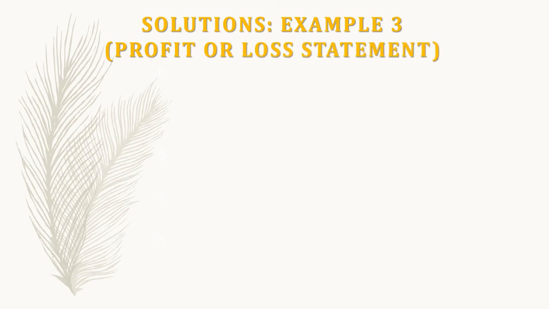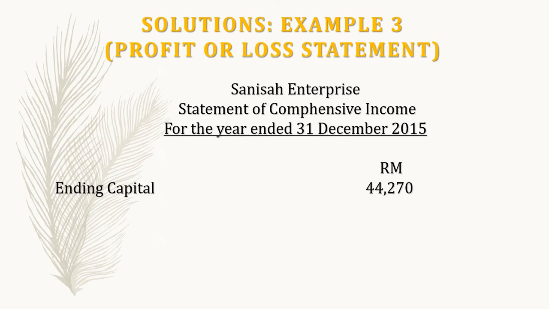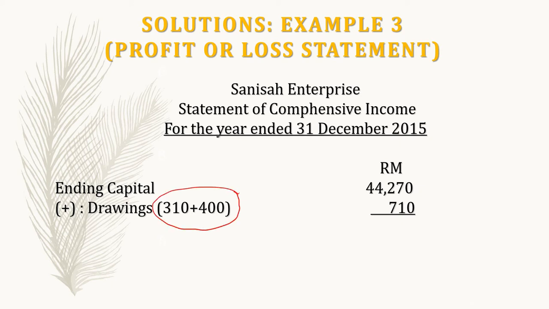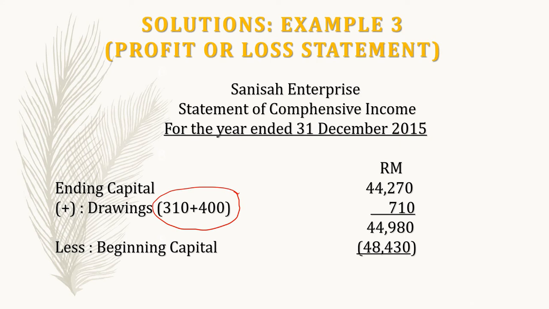So we will prepare our profit or loss statement. You have your ending capital of 44,270 plus drawings. So you will add up both drawings, and then we will minus the beginning capital, because we don't have any additional capital, so we straight away minus the beginning capital. So you have a net loss of 3,450.